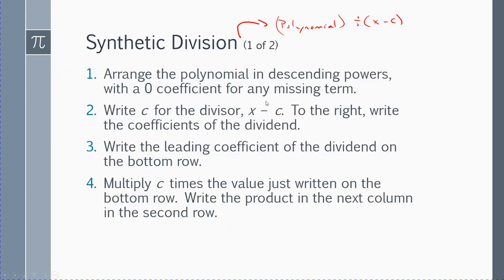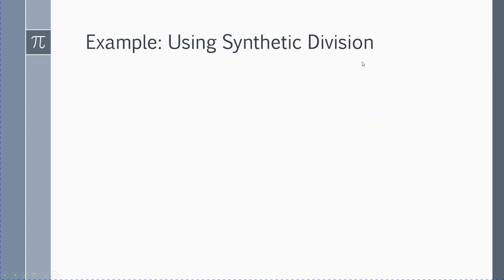And so what I want to do is walk you through this process with an example here. It's going to seem confusing, this algorithm. So here'll be the first example. Let's take x cubed minus 6 minus 7x, and let's divide it by x plus 2.